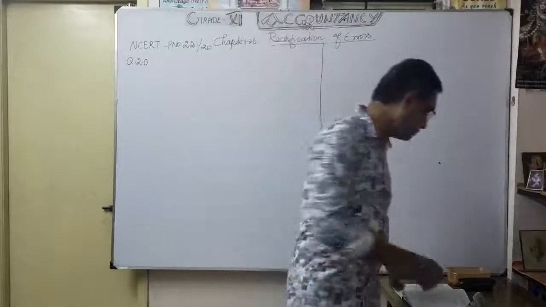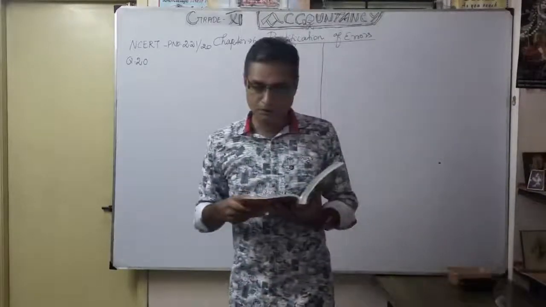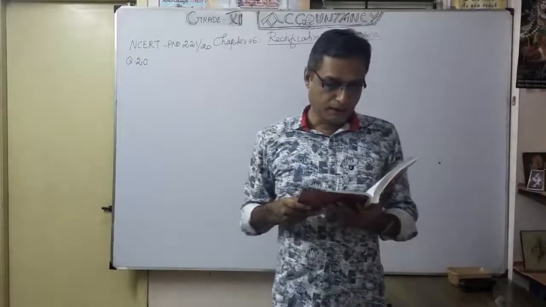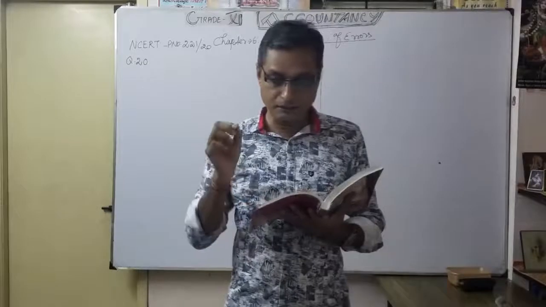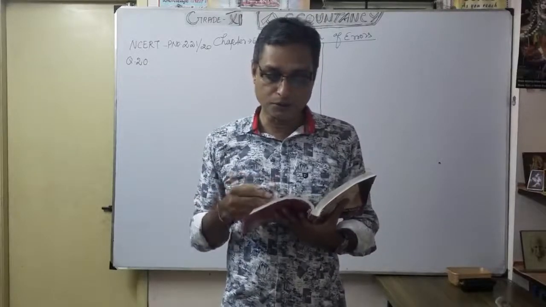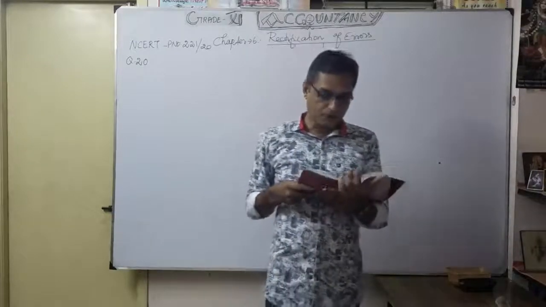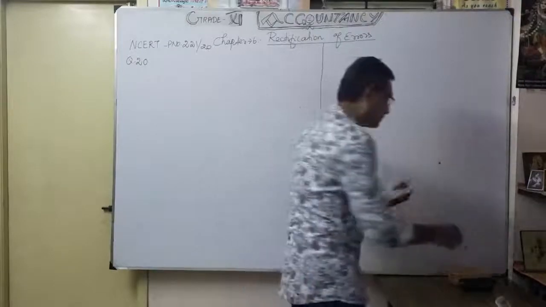So note down, take your NCERT book. See page number 221, exercise number 20. Trial balance of Raju showed an excess debit of 10,000. Understood? In the previously discussed question, it was excess credit. Here, trial balance of Raju showed an excess debit of 10,000. So that means what?